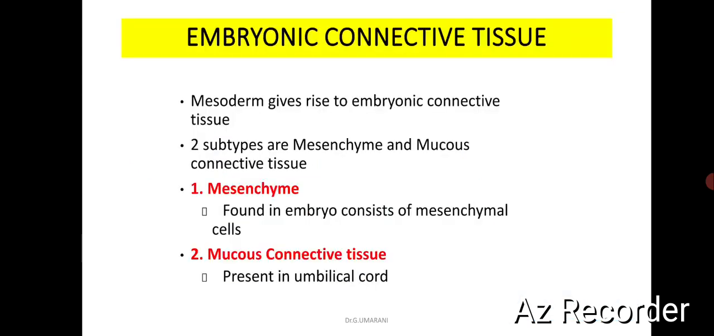Now coming to embryonic connective tissue. Mesoderm gives rise to embryonic connective tissue. There are two types present. Number one is the mesenchyme. It is found in the embryo and consists of mesenchymal cells. Number two is the mucous connective tissue. It is present in the umbilical cord.